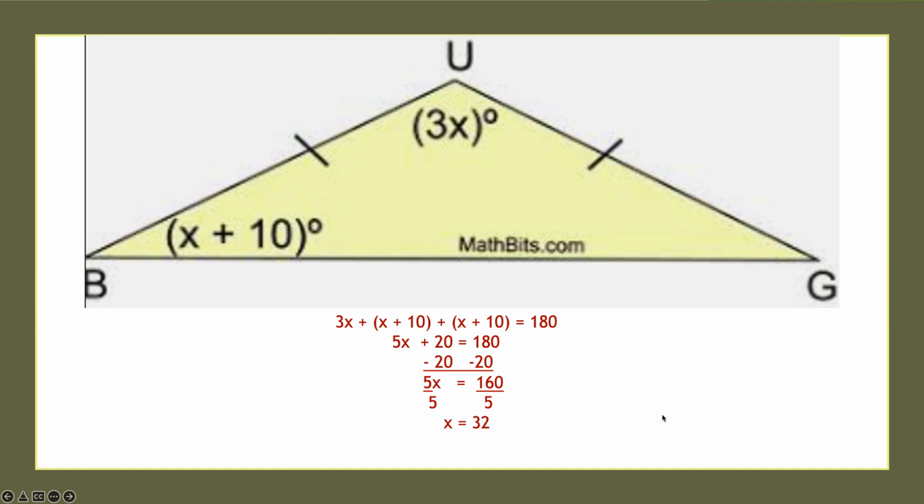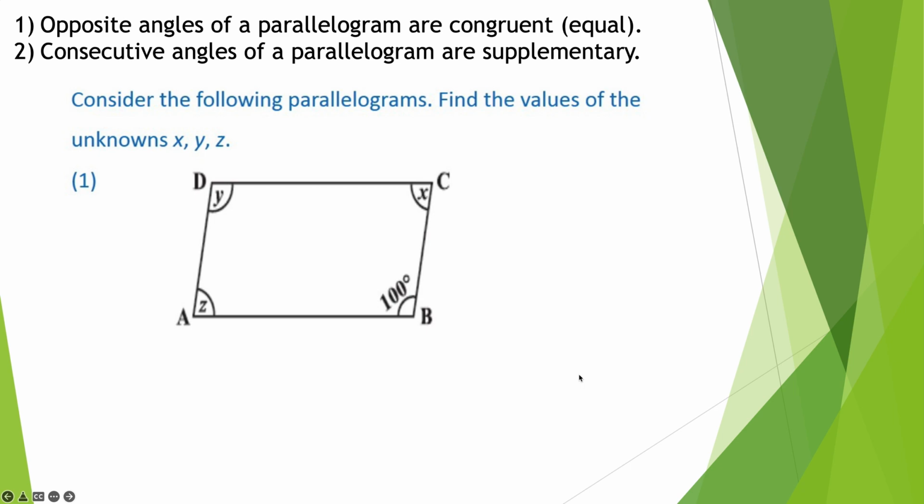Okay, so there are some basic problems that involve isosceles triangles and finding angle measures of the triangle. Now, parallelograms. The properties of a parallelogram that we want you to remember are that the opposite angles of a parallelogram are congruent. By opposite angles, we mean the ones that are across from each other. For example, this angle B and angle D, or angle A and angle C. Those are opposite angles. And consecutive angles are going to be supplementary. Supplementary meaning adds up to 180 degrees.